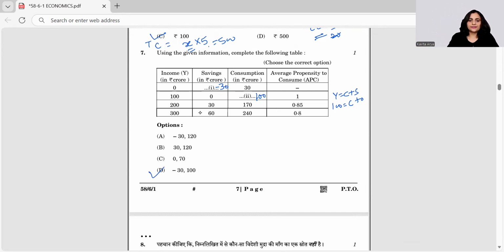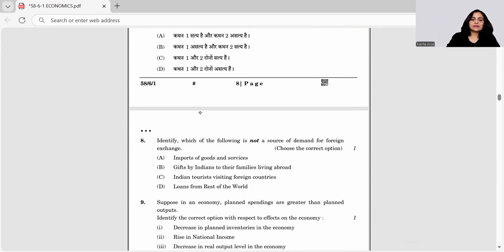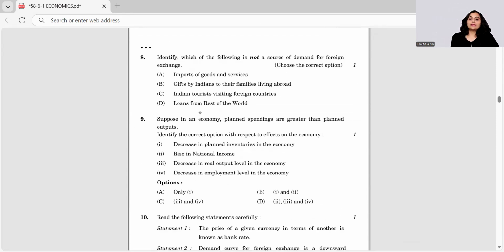Okay. So our answer becomes D. Correct. Move ahead. Question number 8 says, identify which of the following is not a source of demand for foreign exchange. Let us see. For imports, we do need foreign exchange, we demand. Gifts by Indians to their families abroad. Yes, we need foreign exchange to buy the gifts. Indian tourists visiting foreign countries. Yes, then they need foreign exchange. And loans from the rest of the world. This is my answer. When we are seeking loans from the rest of the world, foreign exchange would be a supply, not a demand case here, right? So we would get the foreign exchange.